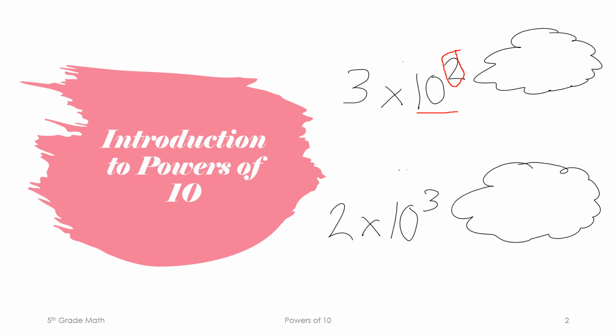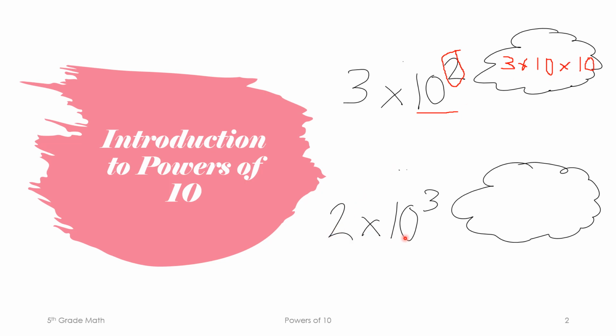Another way to write this would be 3 times 10 times 10. And we can see here, let me turn on my laser, that 10 is the base number and 2 is the exponent. It's telling us we're supposed to use 10 2 times, and we did that in our think bubble over here. We have 10 written twice. So let's try another example.